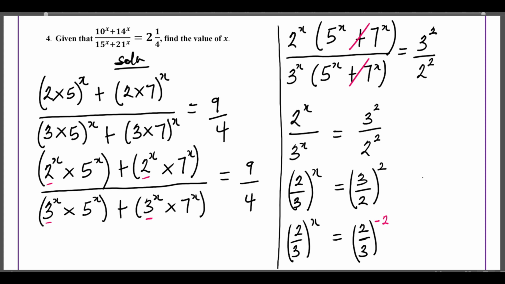Now, once the bases are the same, we just equate the index. So clearly, you can see that x is equal to -2. So that is the value of x. x is equal to -2.